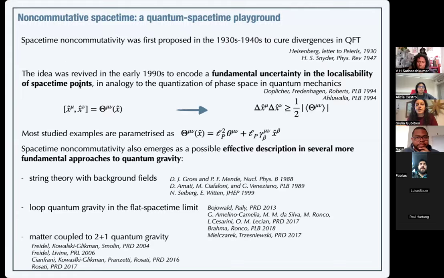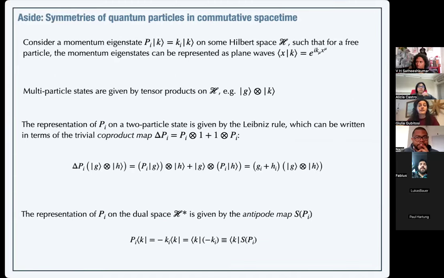So now the question is, okay, I give you this commutator, and what do you do with it at the level of modeling? One slide aside, just to set the language. So let's consider quantum particles in a standard commutative spacetime. Then you can describe a free particle as a momentum eigenstate. That is the usual thing. And then you represent these momentum eigenstates as plane waves by projecting on the coordinate.